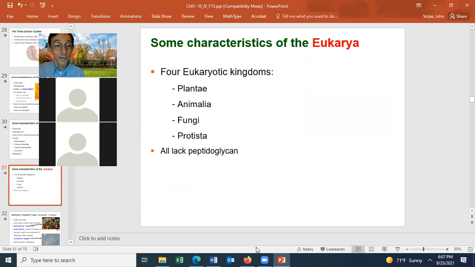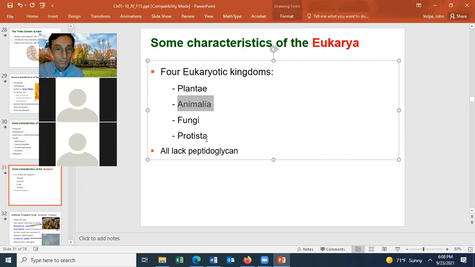All right, if there's no questions about the archaea, let's turn to the characteristics of the eukarya. There are 4 kingdoms in the eukarya: the plants, the animals, the fungi, the protista. All of these kingdoms and all of the eukarya lack peptidoglycan. None of these cells have peptidoglycan in their cell wall. And of course, the animals don't have a cell wall. Some of the protista don't have a cell wall as well.